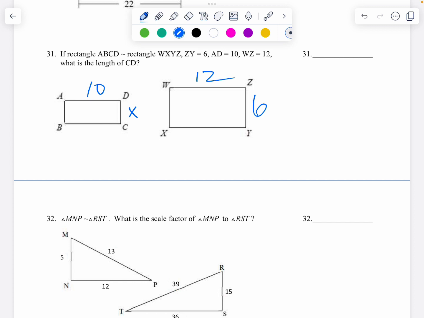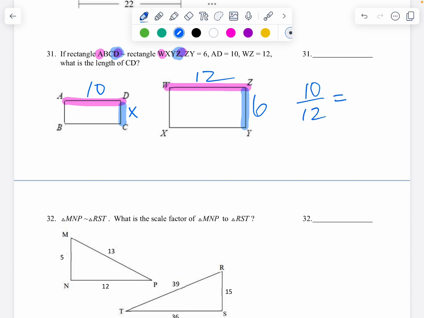So if you remember how to set these up, since we know that A and D is the first and last letter, I also know that that matches up with the first and last letter of this one, which is W and Z. So those sides match up. If we look at the last two letters, that's C and D, so these two. And the last two letters here are Y and Z, that's these two. Okay, great. So what I can do is I can set the two pink sides, I can make a fraction out of it, 10 and 12. So I'm going to do that.